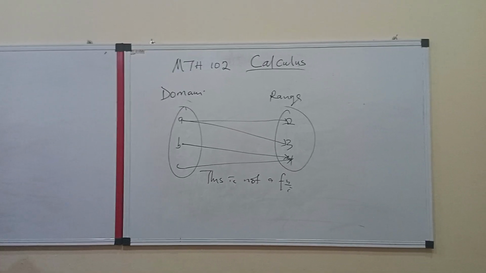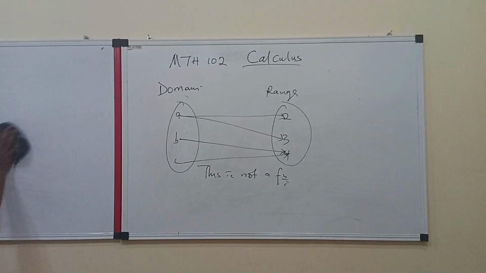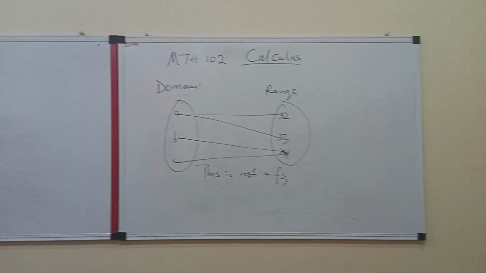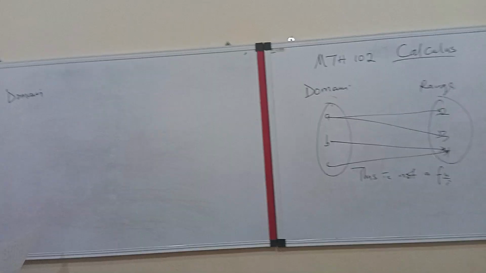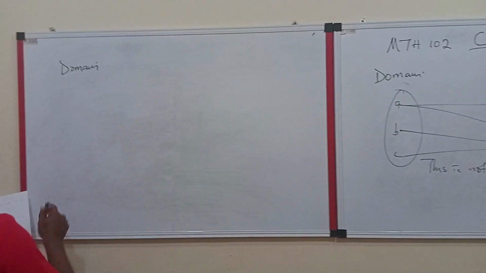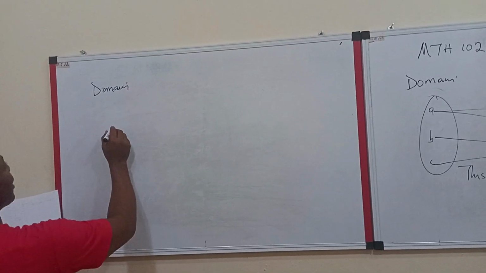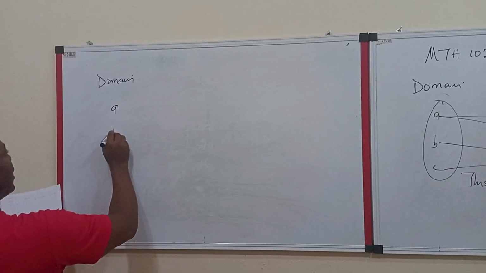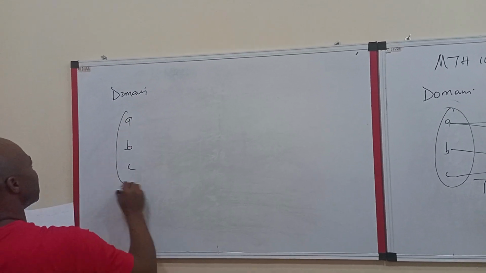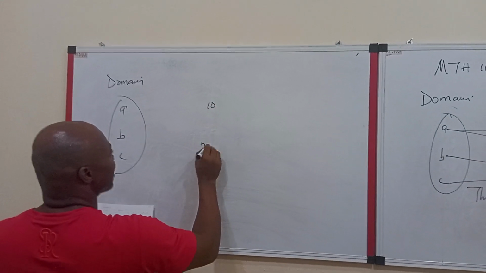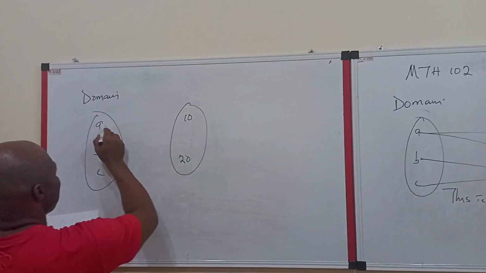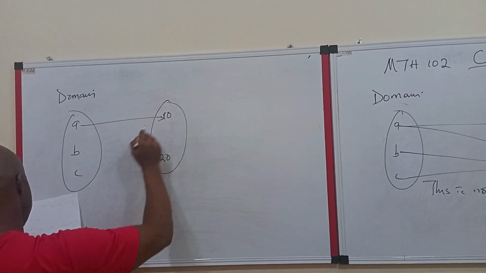Now let me put one other example so that we will really understand them well. I will do 2 more so that we understand it well. The one I want to talk about is similar to that one. A, B, C are the domain side. Then on this side, let me say this one is 10 and this one is 20. 2 elements here. We have this one coming here.